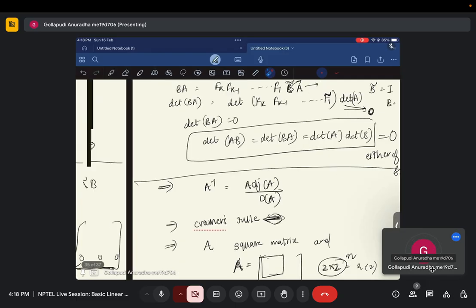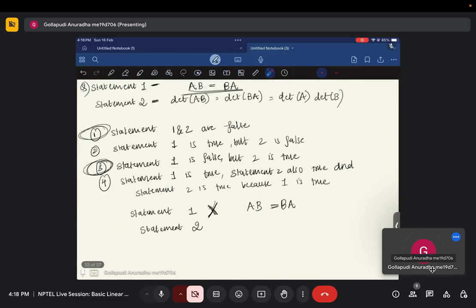So the correct option here is: 1 is false and 2 is true. Okay, so this is the right answer. Is it clear? Shall I proceed? Any doubts in this?